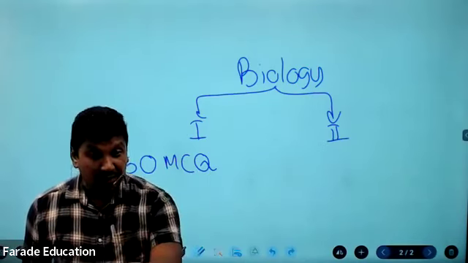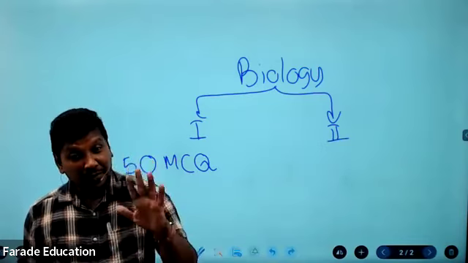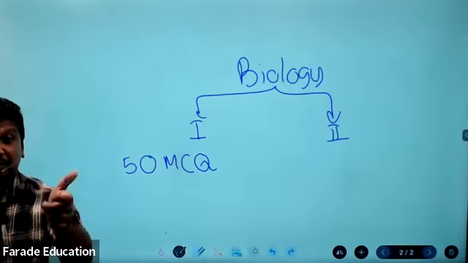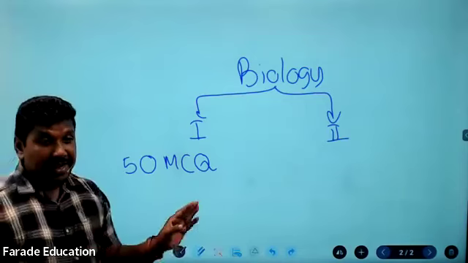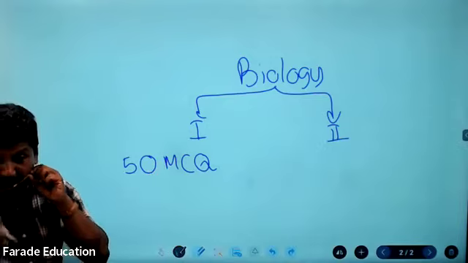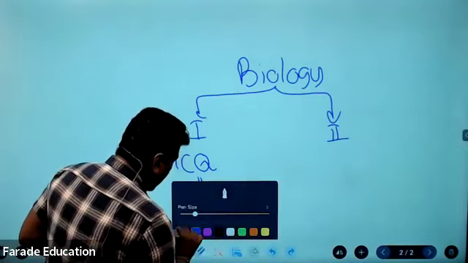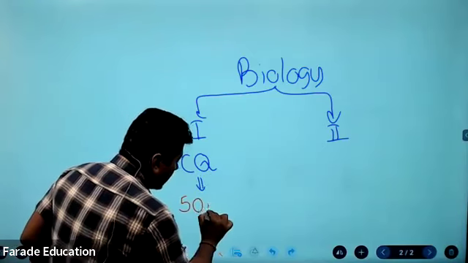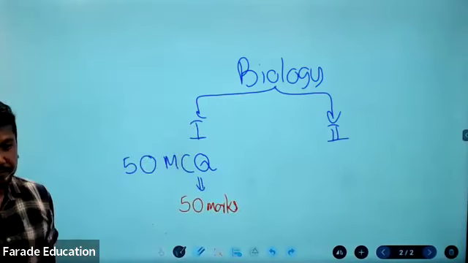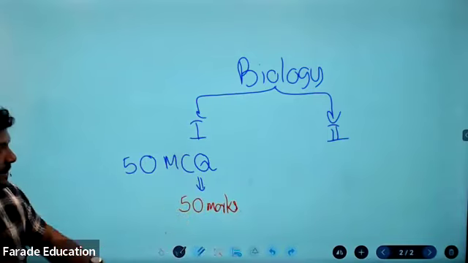In O levels, you had only 40 questions. So in A levels, 50 questions, and each one has 5 answers. You have to select one from 5, right? And every MCQ question will give you 1 mark. So you get 50 marks from MCQ, 50 marks out of 100, right?